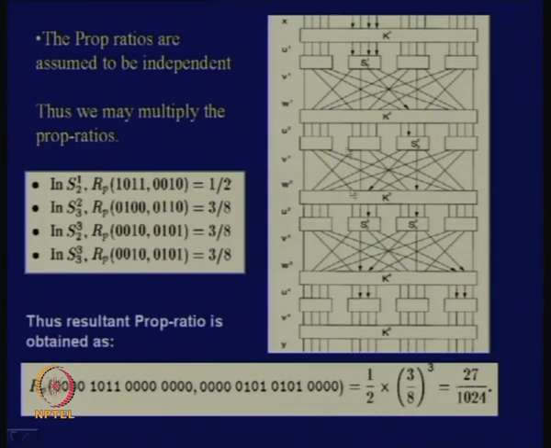So I am finding out, if I set my input differential to this value and the output differential is expected to be this value, what is the corresponding propagation ratio for this big differential. In order to do that, I multiply these probabilities, because all of them have to hold simultaneously, right. All the events have to hold simultaneously. So if I assume that all these prop ratios are independent, then I can multiply them. I obtain half into 3 by 8 whole cube, which is 27 divided by 1024. That is the probability of this particular difference occurring.